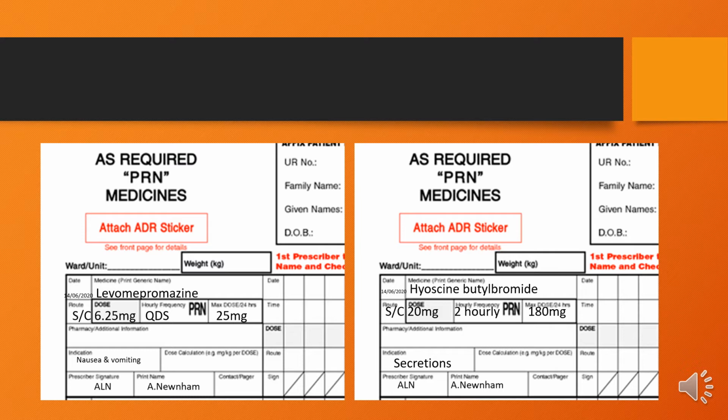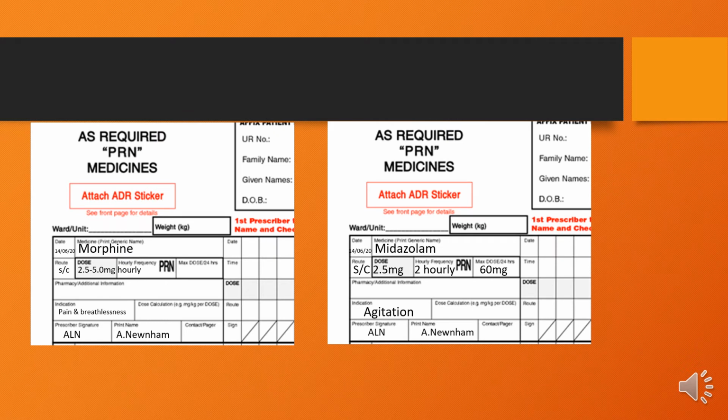So the left is levomepromazine prescription and the right is hyoscine. This is the same for morphine and midazolam. As you can see with the morphine, there isn't a maximum dose there because there is no limit to the morphine dose that you can give. And there's also a dose range for the medication. This is quite common.